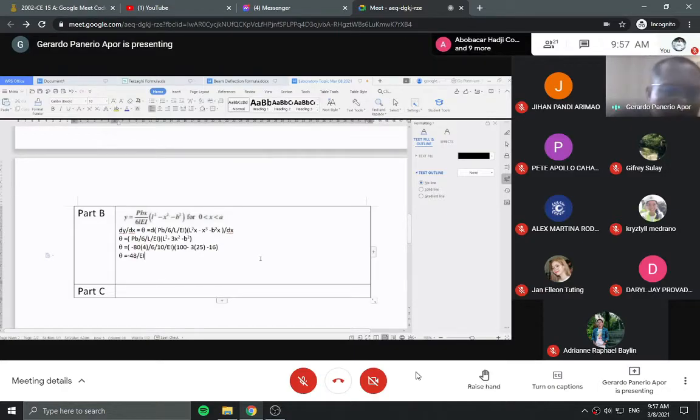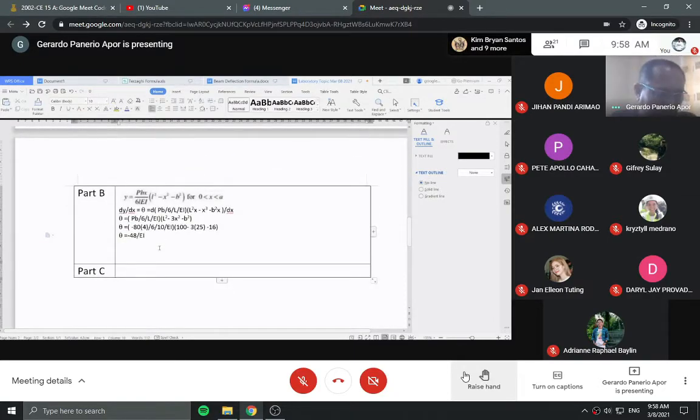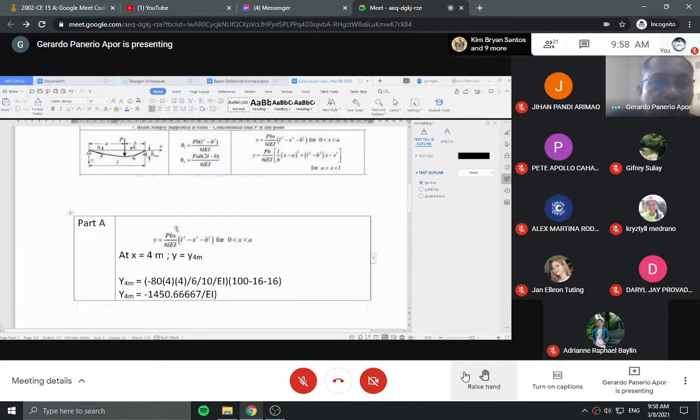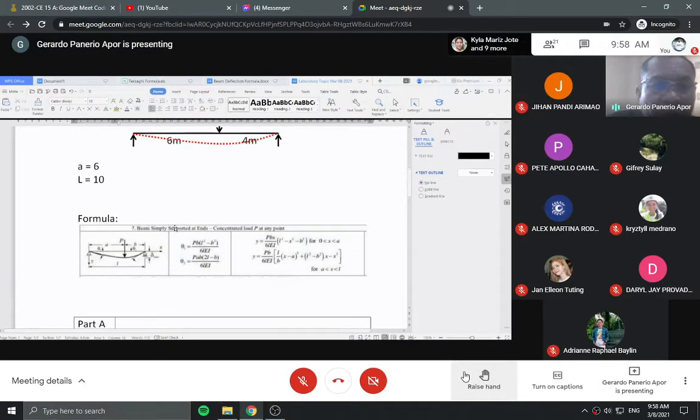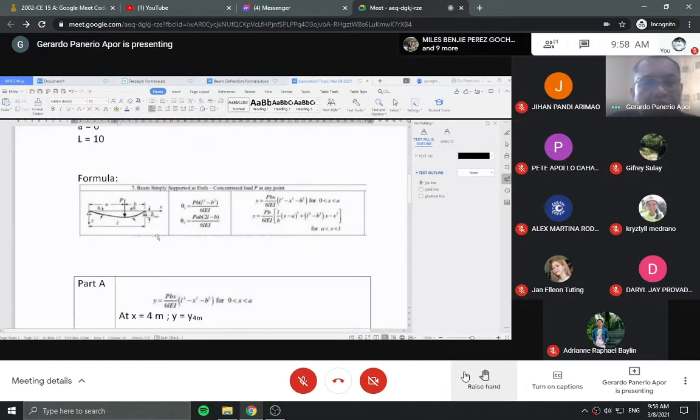So almost 0, no? So that's it. You will have 100 minus 75 minus 16 is 9 times 80 times 4, which is 720, then divided by 60, you have 48. So that's the slope here. That's the slope of x of b. Okay, then we will go with maximum vertical deflection.